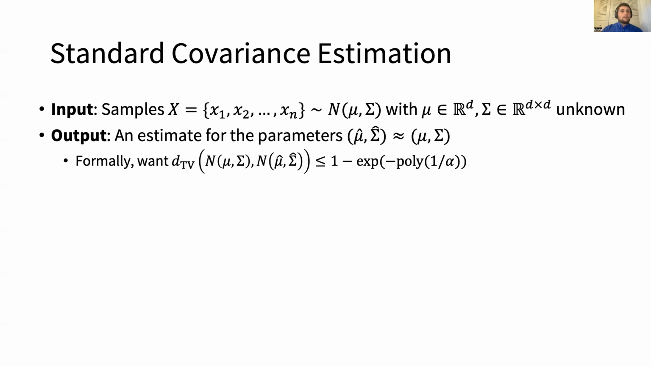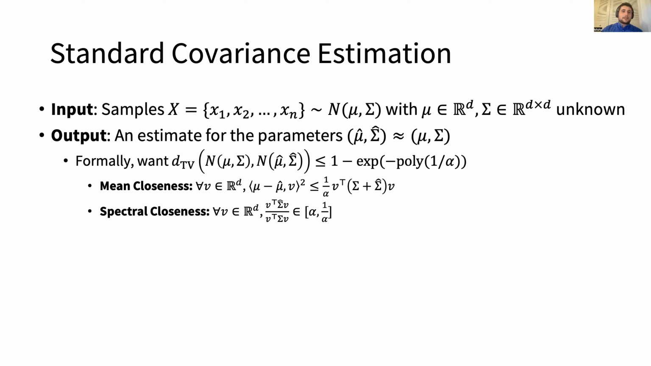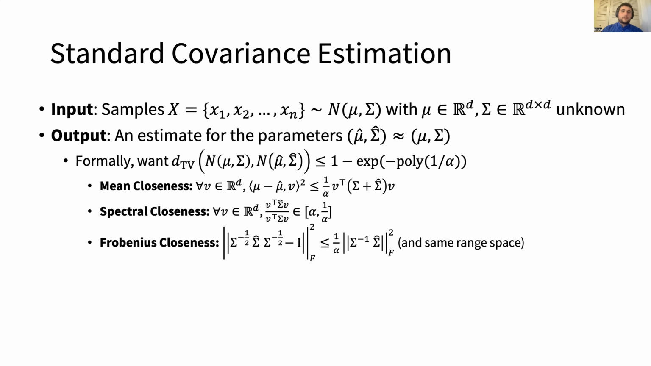When we say approximately here, what we really want is a total variation distance guarantee, which is really the strongest we can hope for. This total variation guarantee implies parameter closeness guarantees, such as mean closeness, which states that the means are not far separated according to the covariances, spectral closeness, which dictates that the eigenvalues are close together in max and min, and Frobenius closeness, which as one result guarantees that sigma and sigma hat have the same range space. So in other words, we've estimated any nullity of sigma, or the subspace of nullity.